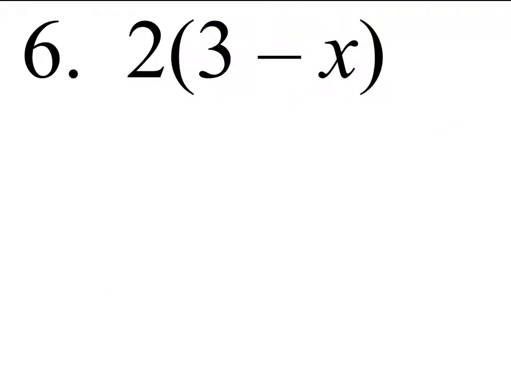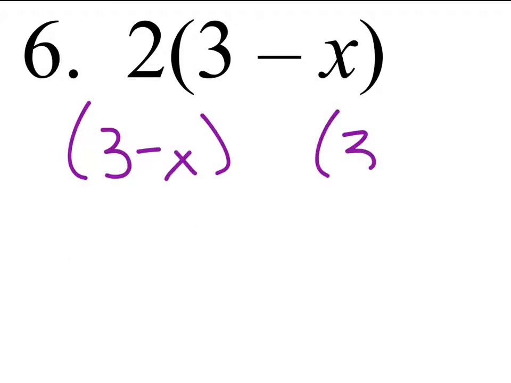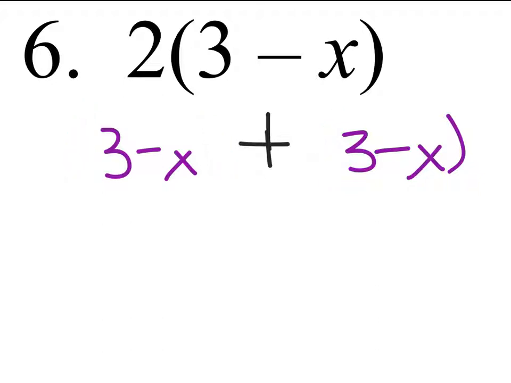This is like having two groups of 3 minus x. So I'm going to do this one very differently. So it's like having a 3 minus x, but then you got another 3 minus x up in here. And since we're adding, we can get rid of these parentheses and just combine all of our like terms. Not everyone does it this way, but it's an option.